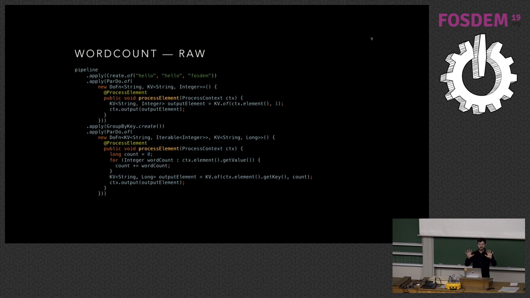So don't get confused now. This looks really ugly. This is actually how you would do it in Beam, but we will see we can simplify it a lot. So we have the pipeline. We have our list of words, in this case, like hello, hello, FOSDEM. And we have this ParDo, this first one, which assigns the one. And then we do a group by key. And then we have this loop here in the second ParDo, which sums it all up.